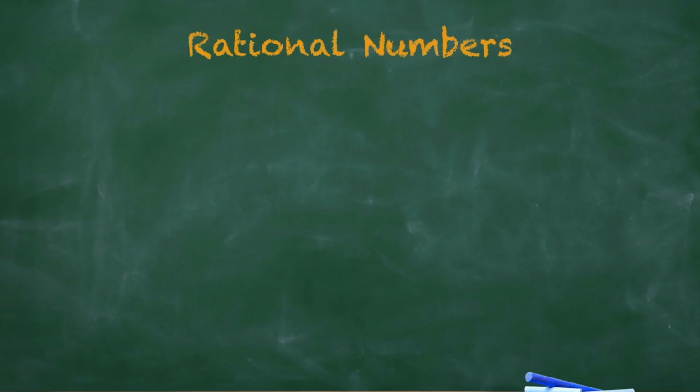Some examples of rational numbers are 5, 5 and 3/4, -8, -7 and 2/10, -1.5, -6 and 3/10. These are all examples of rational numbers.